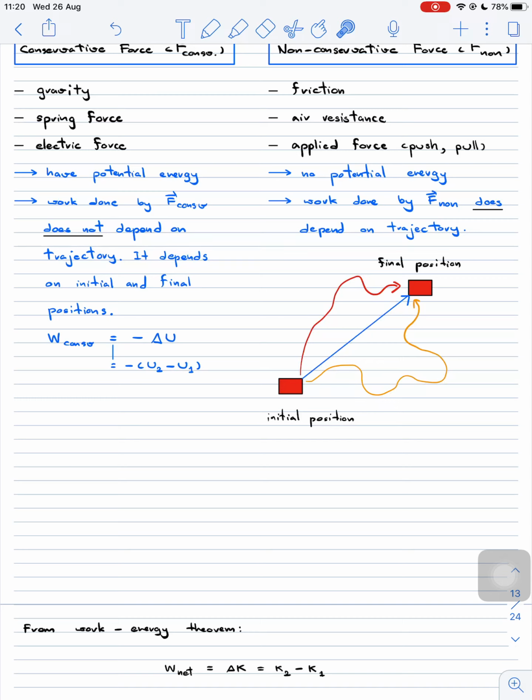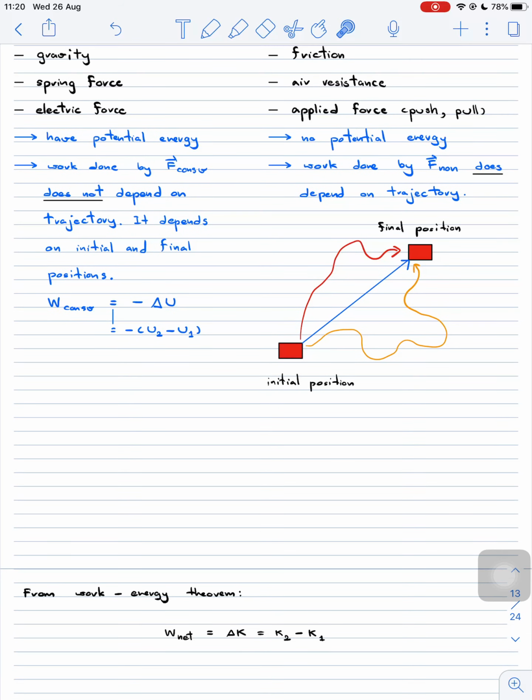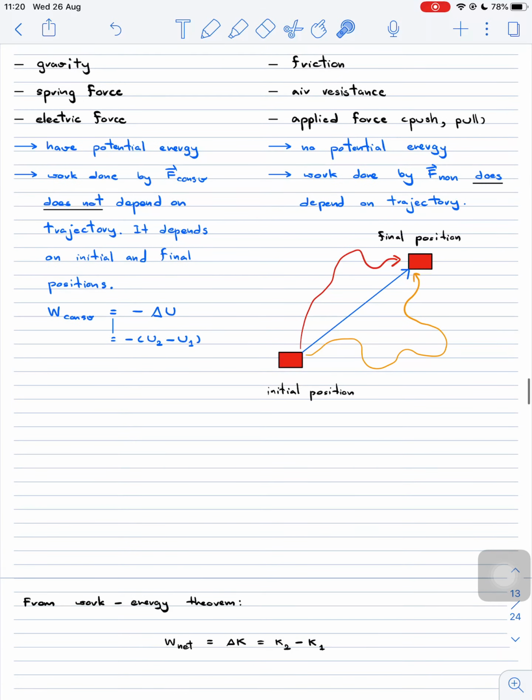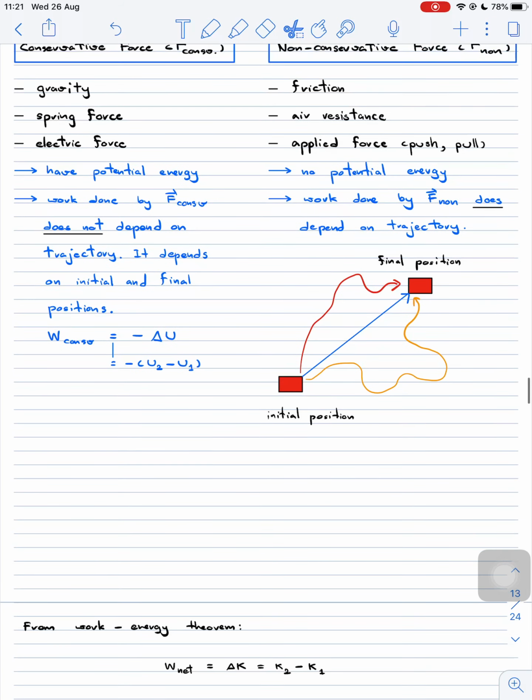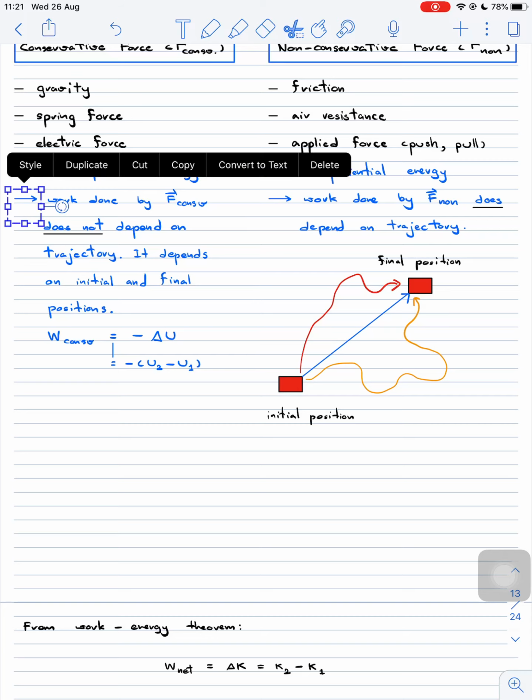Okay, it must be the same, because the work done by gravity just depends on the initial position and the final position only. So in the general case, we can say that the work done by the conservative force is going to be equal to negative of the delta U, or just equal to minus of the U2 minus the U1, which is the final potential energy minus the initial potential energy. So now we have the work done by the conservative force.